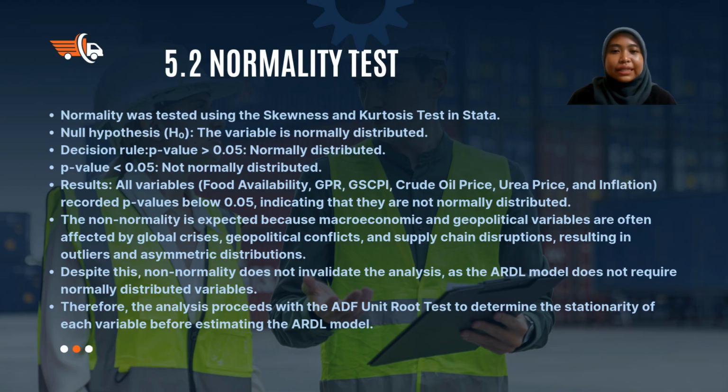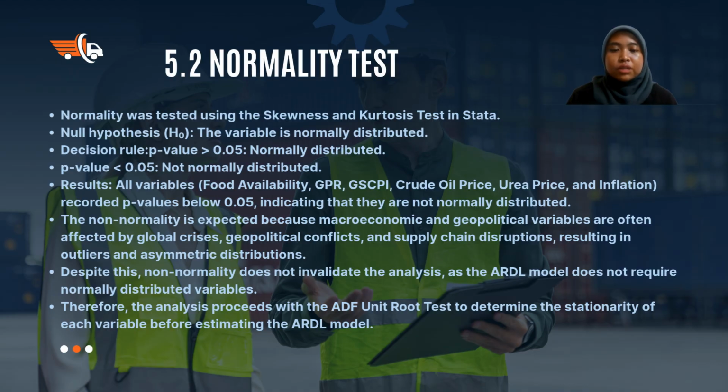Next is the normality test. The normality of the variables was tested using the skewness and kurtosis test in Stata. The null hypothesis states that the variable is normally distributed. If the p-value is greater than 0.05, the variable is considered normally distributed. On the other hand, if the p-value is less than 0.05, the variable is not normally distributed.